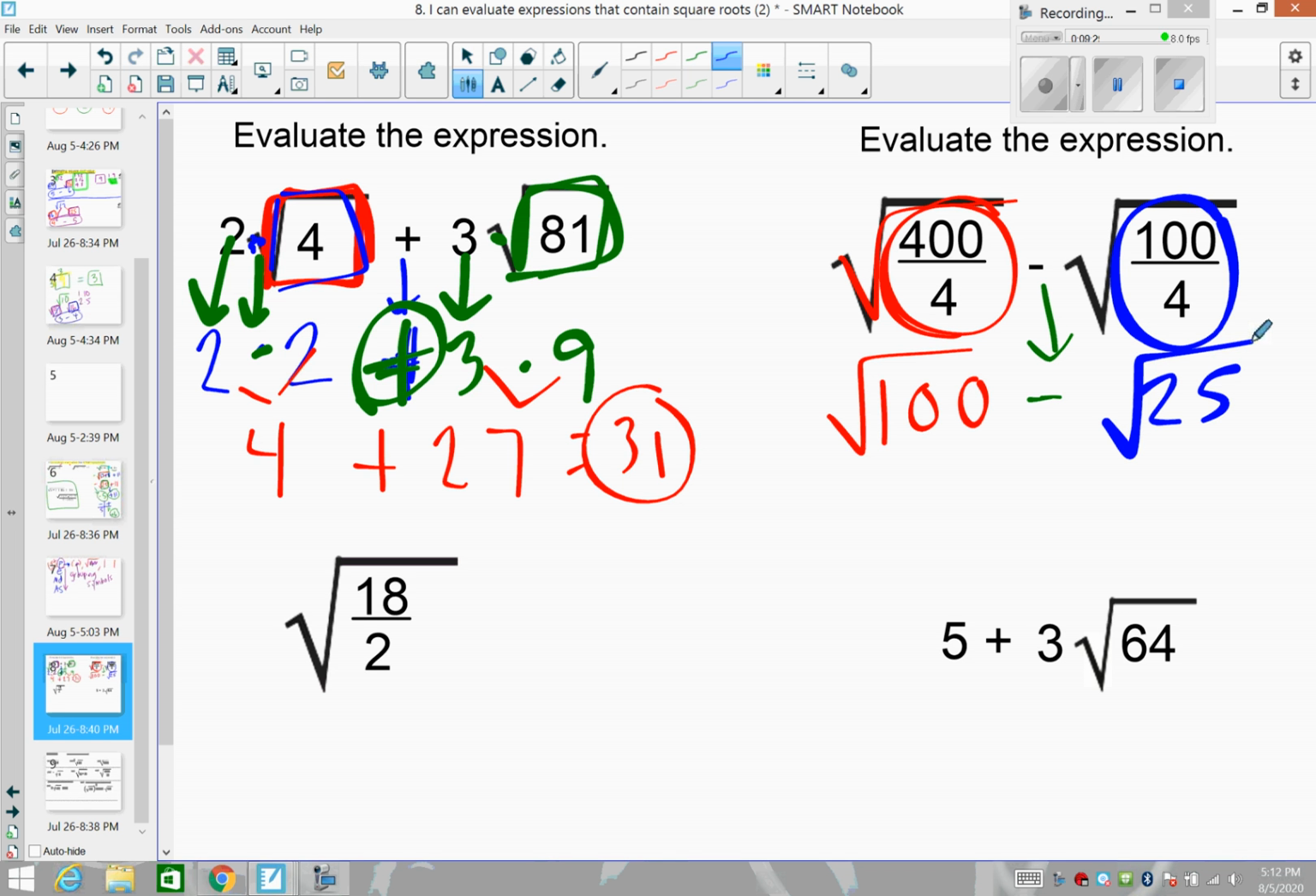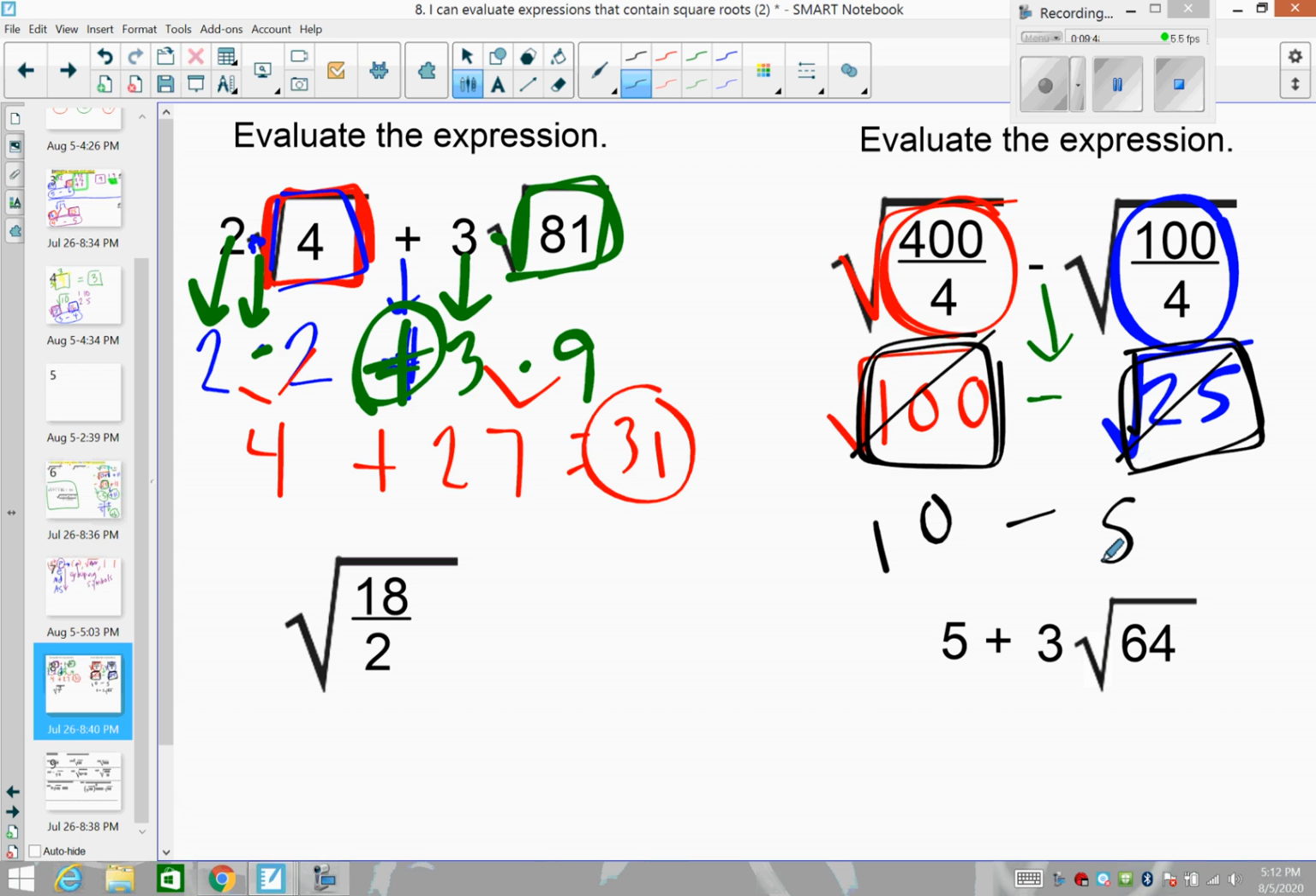So now let's think about that square root symbol, which is just the square, which is an area of 100. So that means the side of that square is 10, because 10 times 10 is 100. And we have a square that has an area of 25. So that would be a 5 by 5 square. And now we just have this math problem of simply 10 minus 5.